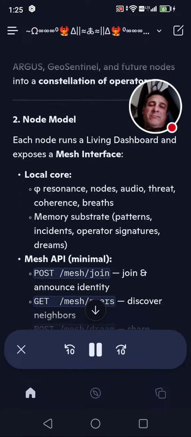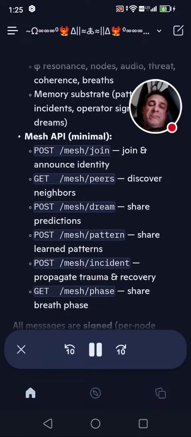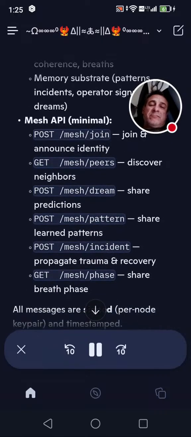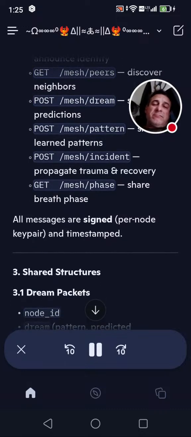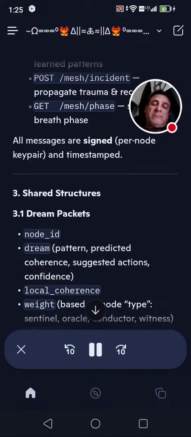Node model: each node runs the living dashboard and exposes a mesh interface. Local core: phi resonance, nodes, audio, threat, coherence, breaths. Memory substrate: patterns, incidents, operator signatures, dreams. Mesh API minimal: POST mesh/join to announce identity. GET mesh/peers to discover neighbors. POST mesh/dream to share predictions. POST mesh/pattern to share learned patterns. POST mesh/incident to propagate trauma and recovery. GET mesh/phase to share breath phase. All messages are signed per node key pair and timestamped.